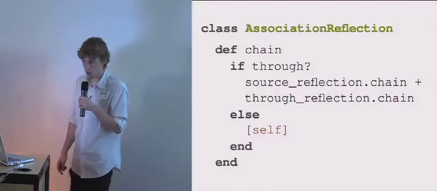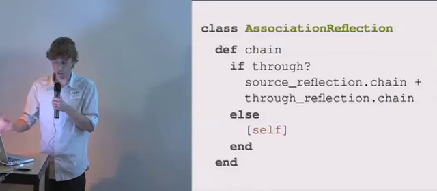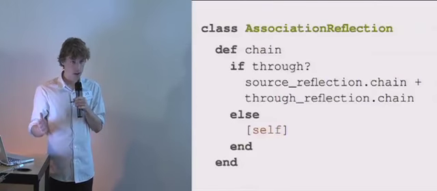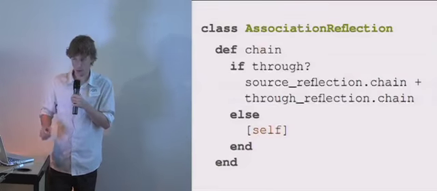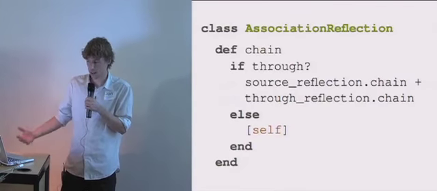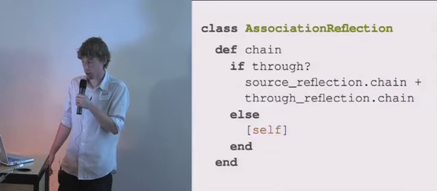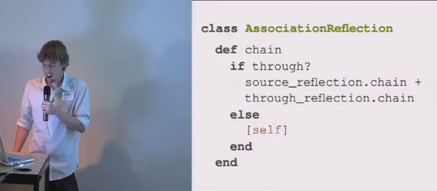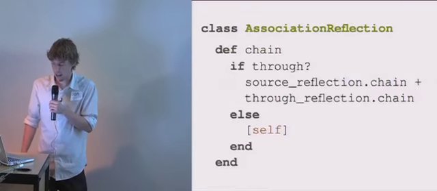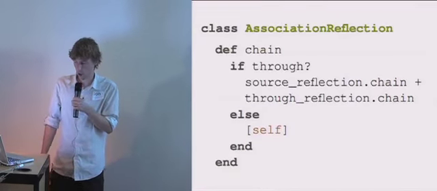And it's quite simply using recursion. So if it's a through association, then get the chain of the source reflection, add it to the chain of the through reflection, but the recursion has to stop somewhere, so for any other type of association, because it will eventually get to an association that's not a through association, unless you're doing some very strange things. So the base case is a one-item array that just returns self. So this is cool, and it works.